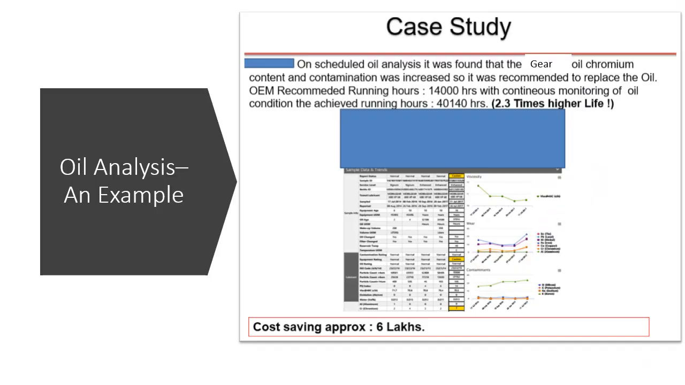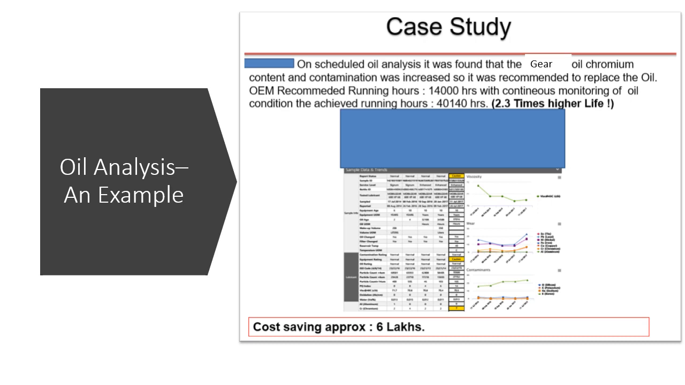Here is an example of an oil analysis program. On a scheduled analysis, it was found that the gear oil chromium content was high, so it was recommended to replace the oil. This particular gearbox has been under scheduled monitoring of oil condition for a long time. The normal recommended running hours for this gear oil is 14,000 hours, but by continuously monitoring the oil condition, the running hours have been extended to 2.3 times higher.